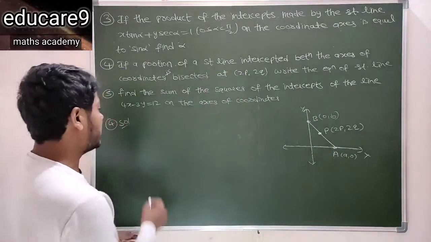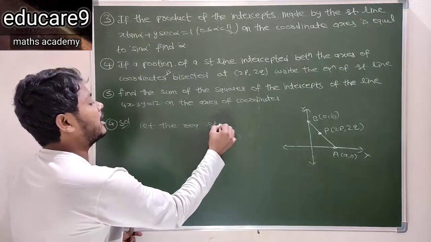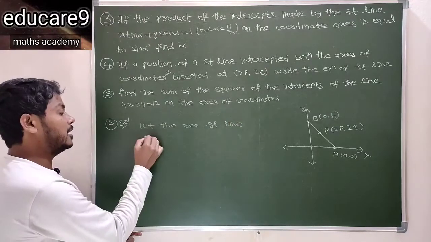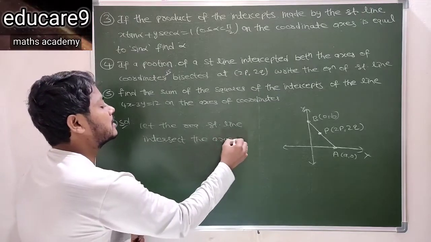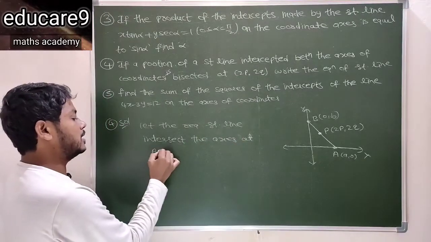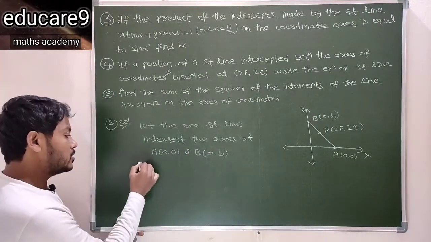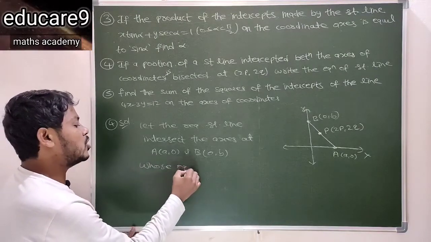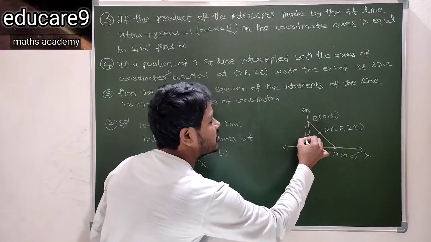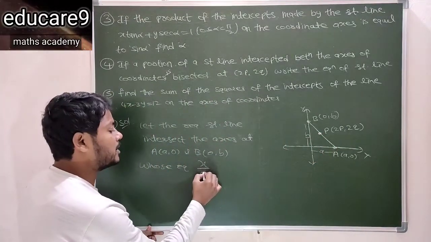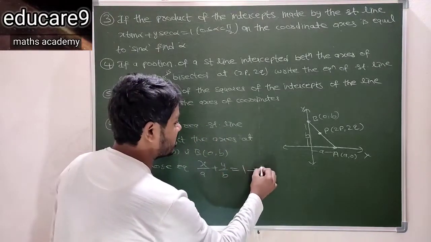So see here, let the required straight line intersect the axes at a comma 0 and 0 comma b. So then what is its equation? Intercept form. See here. So clearly, this is the x intercept and this is the y intercept. So therefore the intercept form is x by a plus y by b is equal to 1. So this is equation 1.